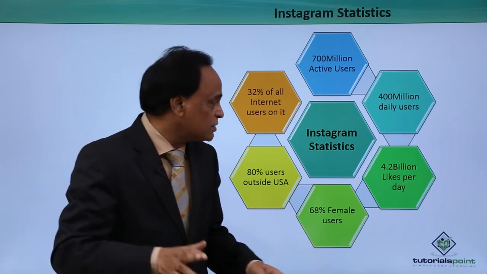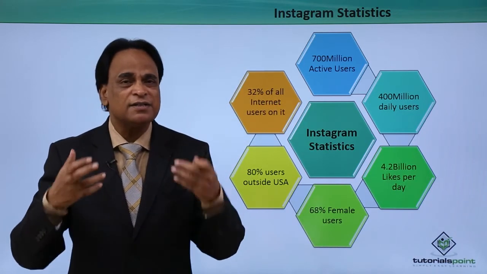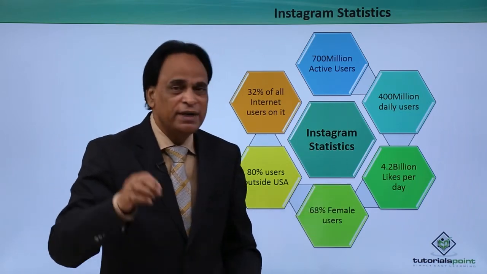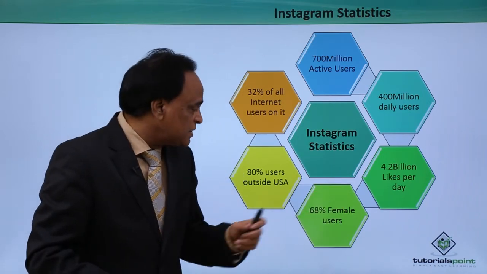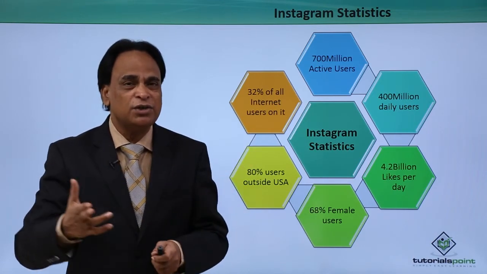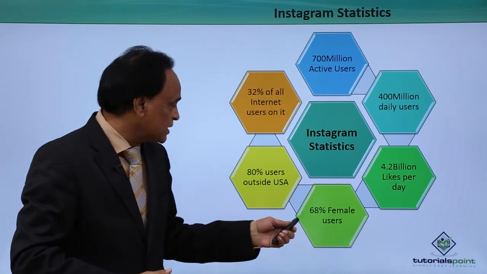4.2 billion likes per day. That is a staggering number. Each day there are at least 4.2 billion likes. 68% of the users are female. That's a huge number. More than half are female users.